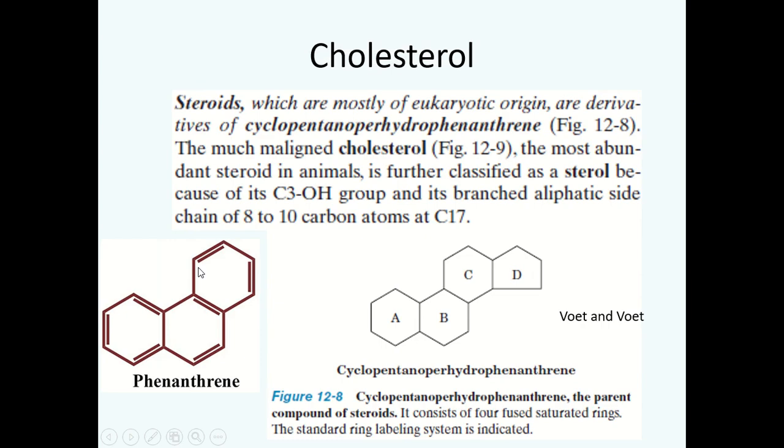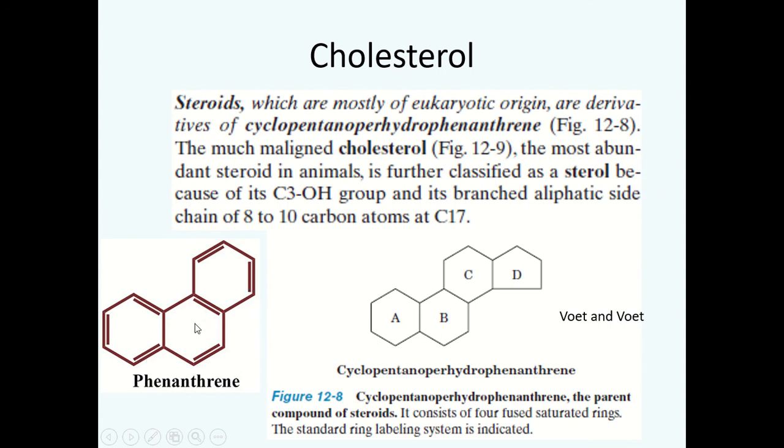And the last type of lipids which we are going to discuss collectively are called sterols. Cholesterol is one such example of sterols. Sterols contain a cyclic structure. They contain this fused ring system which is called cyclopentanoperhydrophenanthrene.